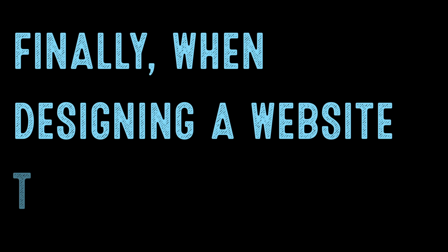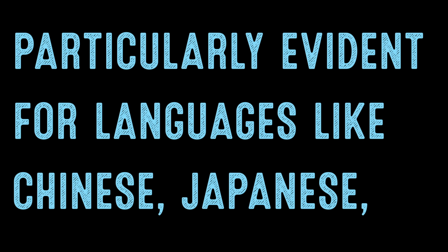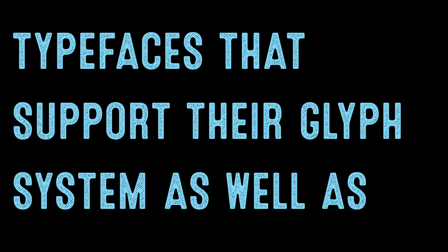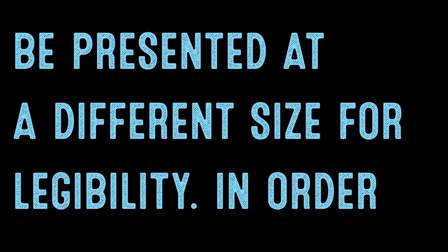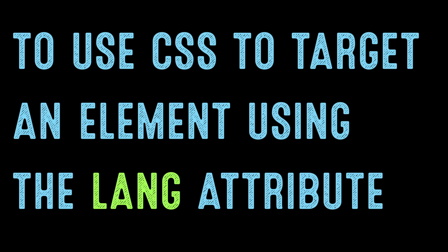Finally, when designing a website that supports multiple languages, you also need to choose a typeface that supports the languages on your site. This is particularly evident for languages like Chinese, Japanese, Korean, and Arabic. These languages may need certain typefaces that support their glyph system as well as be presented at a different size for legibility. In order to use CSS to target an element using the lang attribute, we can use a pseudo element.